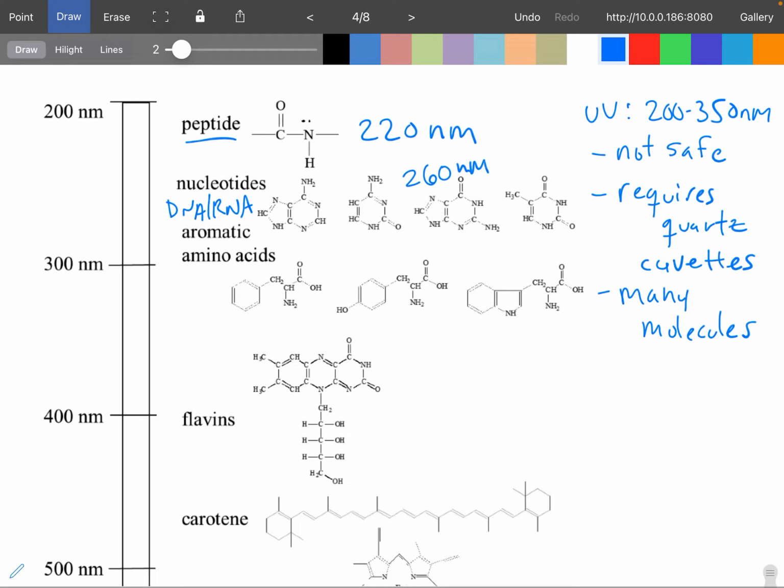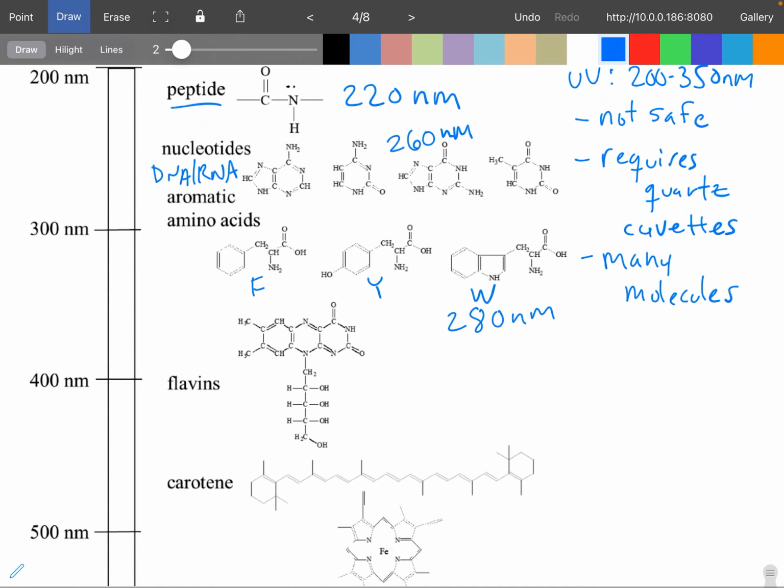And then there are the aromatic amino acids, which again are going to be present in protein samples. So we've got phenylalanine, we've got tyrosine, we've got tryptophan. These are all typically going to absorb somewhere around 280 nanometers. And as we'll see, 280 and 260, these are the numbers that we use quite a bit in the biochemistry laboratory because they help us understand what's going on with protein and nucleic acid as well.